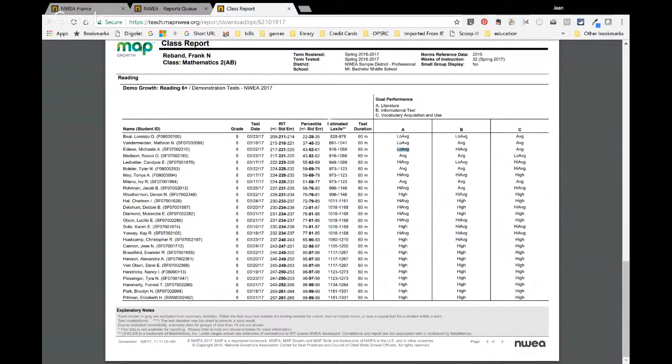Notice that NWEA also gives an estimated Lexile, so that if you've got students at a very low Lexile, you may need some modified text in order to reach those students.